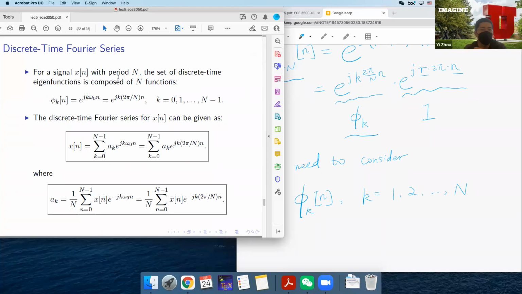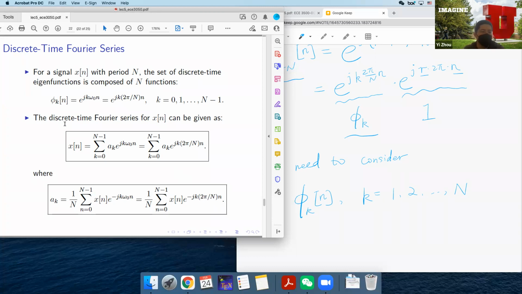Okay. Therefore, for a discrete signal with fundamental period capital N, the set of discrete eigenfunctions, this basis of eigenfunctions, we only have a finite number of them. Here is this phi_k[n], where k is from 0 to capital N minus 1, or you can consider 1 to capital N. They are the same because of the periodic structure. So k is between 0 and capital N minus 1.